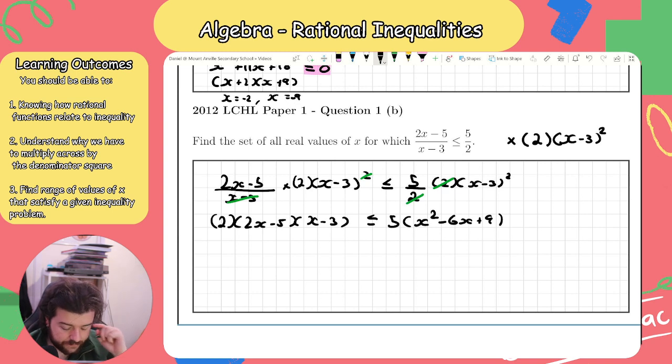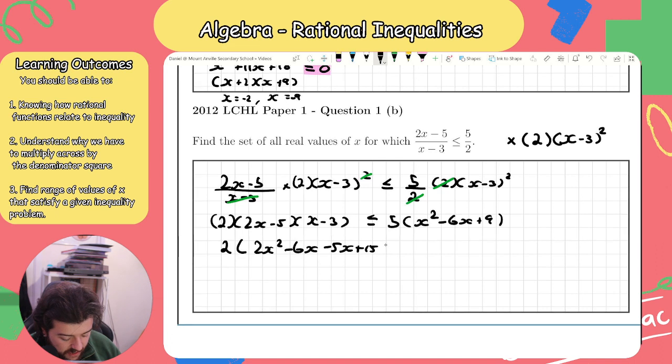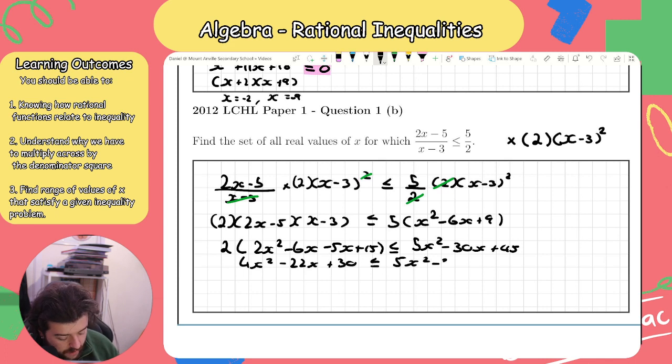I'm going to have here 2 times 2x times x is 2x squared. 2 times minus 3 is minus 6x minus 5x plus 15 is less than or equal to 5x squared minus 30x plus 45. 4x squared, that's going to be minus 11x. Multiplied by 2, that's going to be minus 22x plus 30 is less than or equal to 5x squared minus 30x plus 45. Bring everything over to one side.